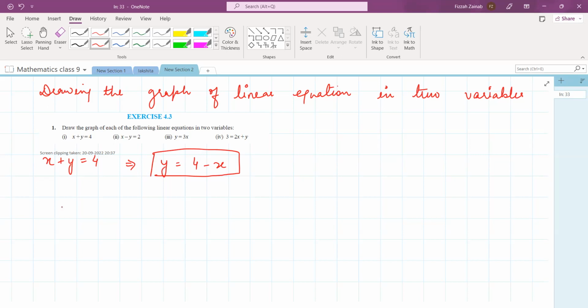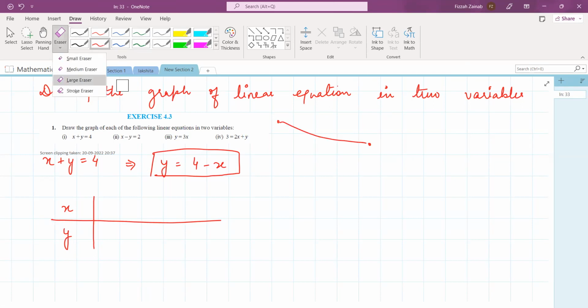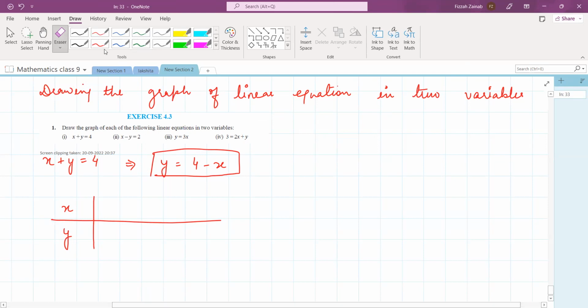Now you make a table. So here is your x and here is your y. And then you start giving some values to x. So as I told you, 2 points are enough to draw a line, right? If you have any 2 points, you can simply join them to get a line, right? So minimum 2 values you have to take. You can take 3 also. It's up to you. So let me take x is equal to 0.